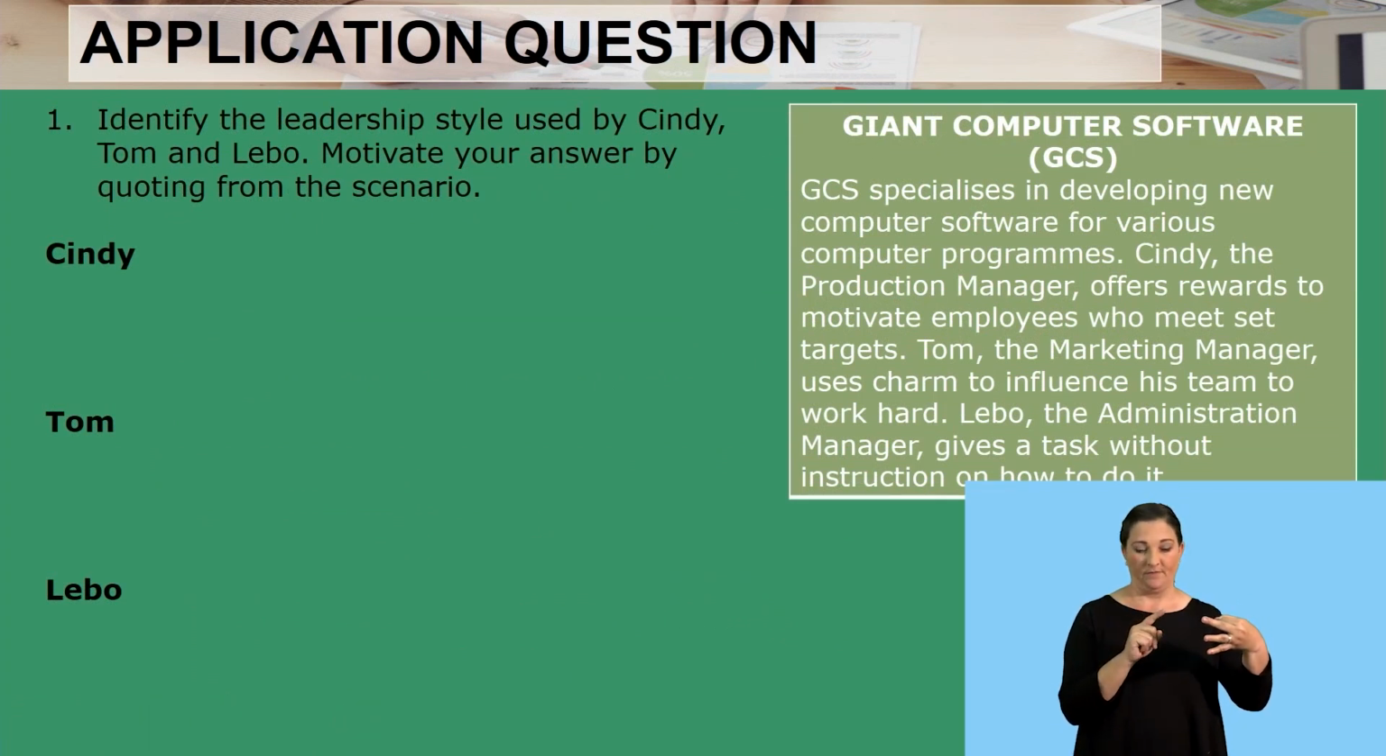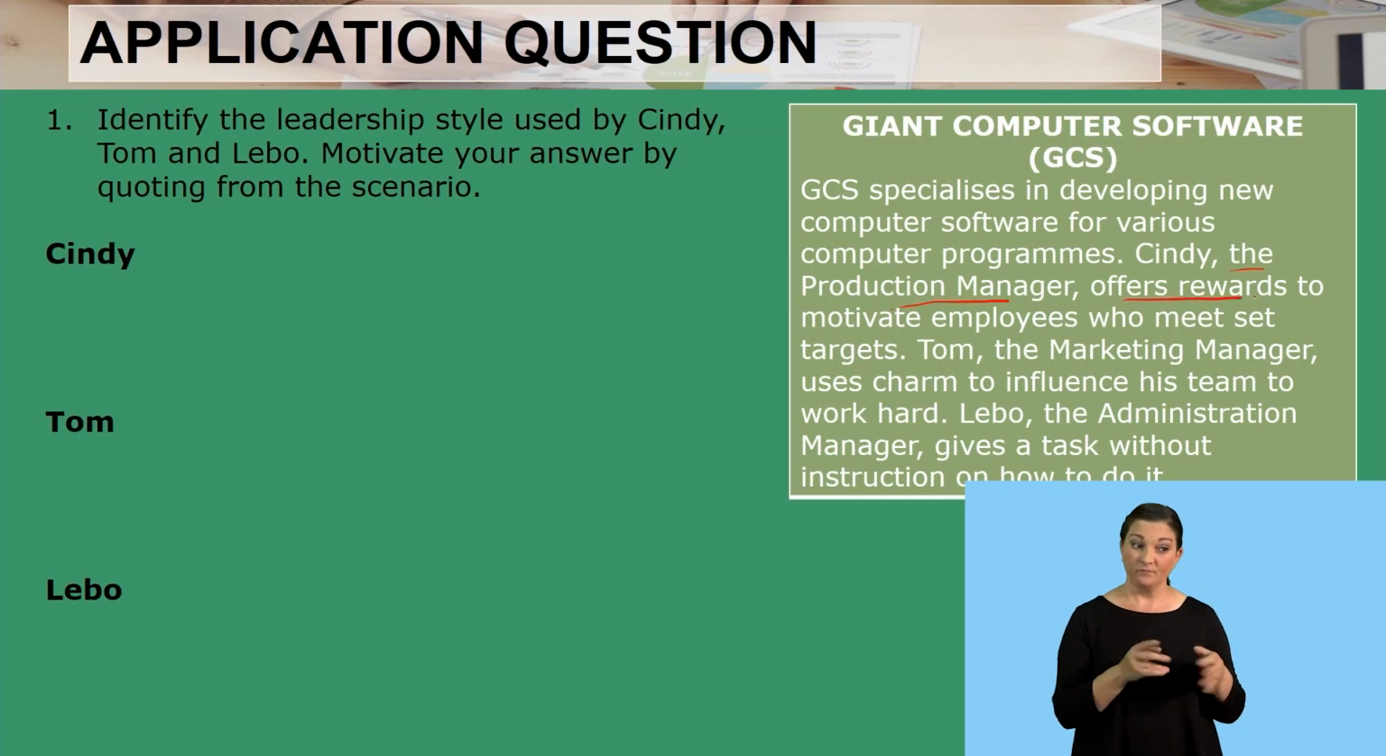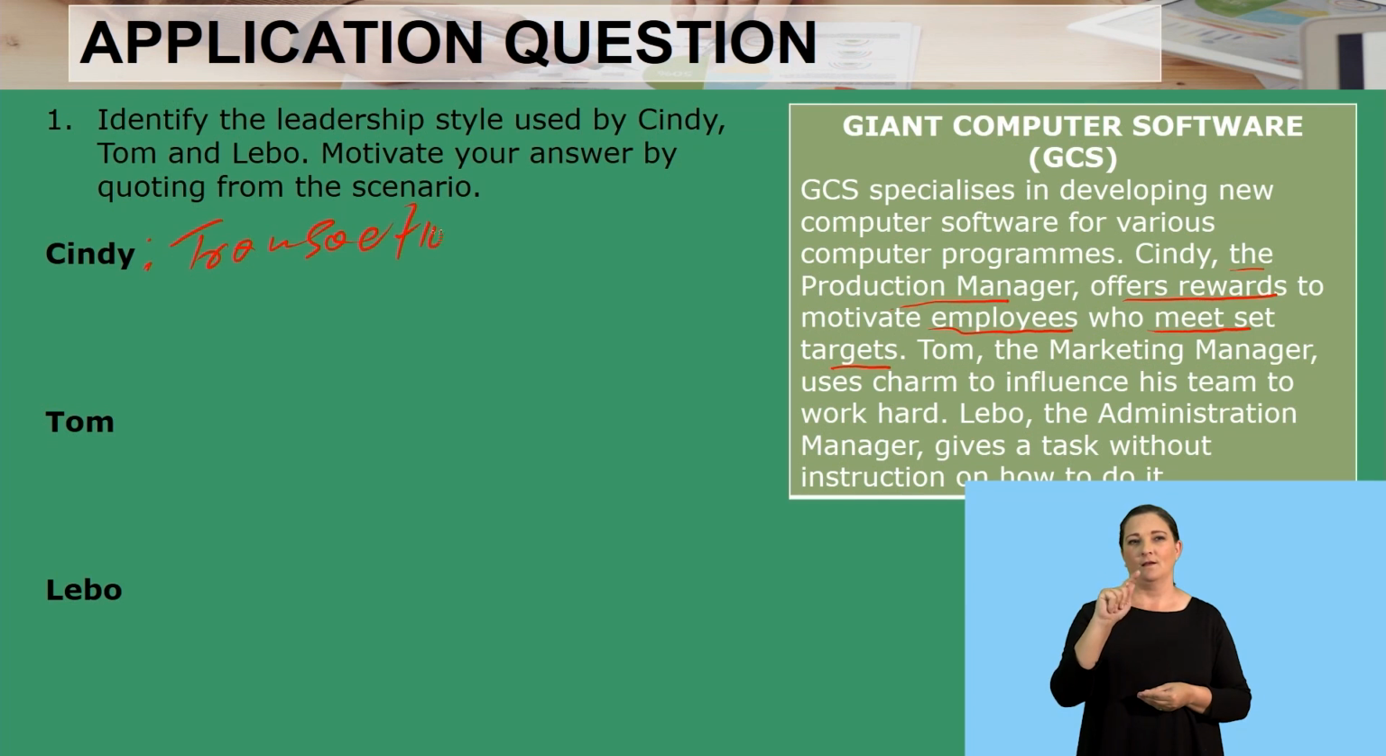We have to identify the leadership style that is applied by Cindy, Tom, and Lebu. Now, Cindy is basically applying which leadership style as a production manager? She offers rewards to motivate employees who meet the set target. So that has to do with a leadership style we call transactional. Transactional leadership style. That is the leadership that is applied by Cindy.